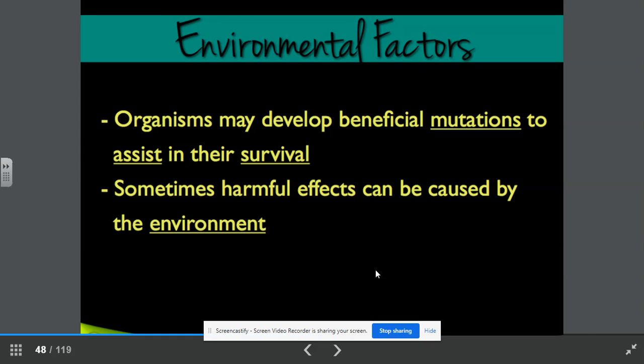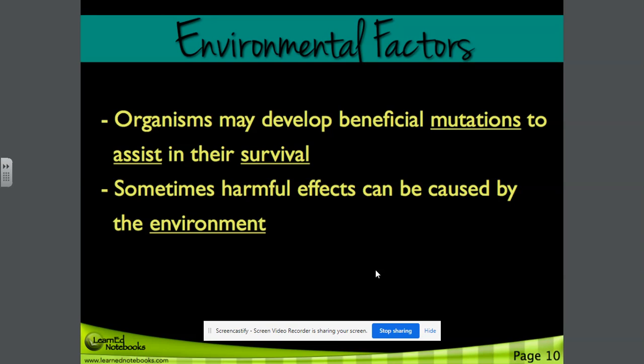Organisms may develop beneficial mutations to assist in their survival. Think back to when we studied the finch beaks using Charles Darwin's research during his time on the Galapagos Islands. There were a variety of different habitats on the different islands in the Galapagos chain, and therefore a variety of different foods available for the finches. The finches were able to evolve and mutate so that they could have beaks that were able to acquire the optimum amount of food in their location. So that was a good example of when mutations can benefit an organism and help them survive.